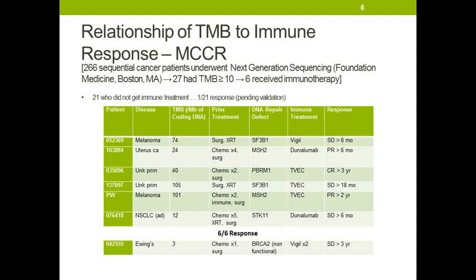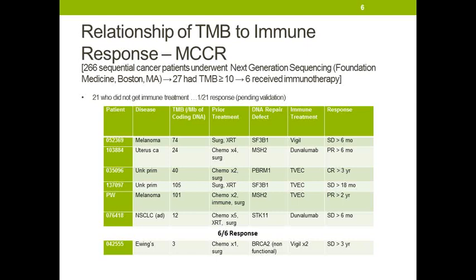And then we just went into our Mary Crowley data, where we looked at the last 266 patients, I think over the last year, and identified 27 with a high TMB, and found 6 who went on to an immunotherapy in our program, and all 6 of them fulfilled the definition of response.